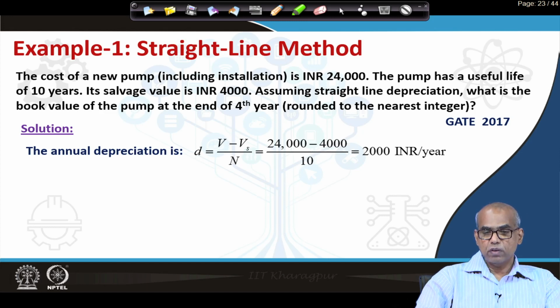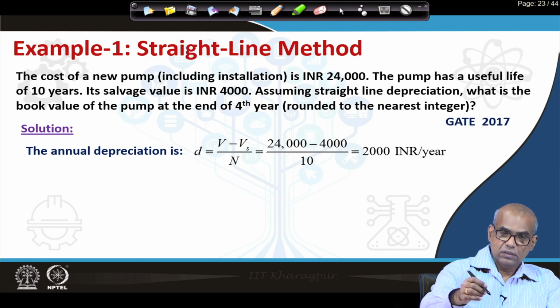So, what is V? V is 24,000, the original cost of the new pump including installation. Vs, the salvage value, is 4,000. So, 24,000 minus 4,000 by 10, which is the useful life of the pump, 10 years. So, this gives me rupees 2,000 per year as annual depreciation.